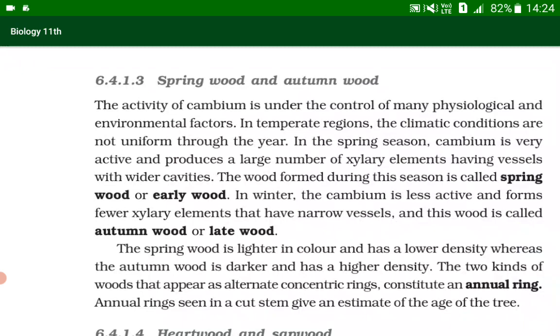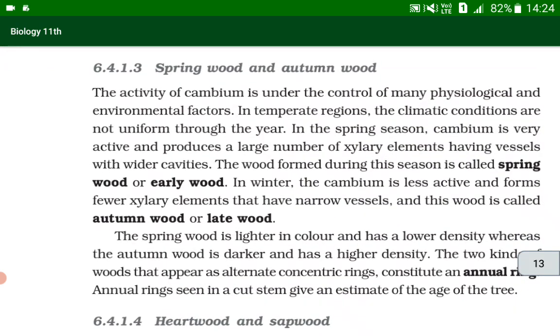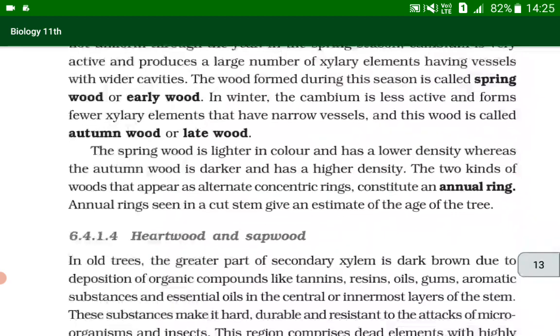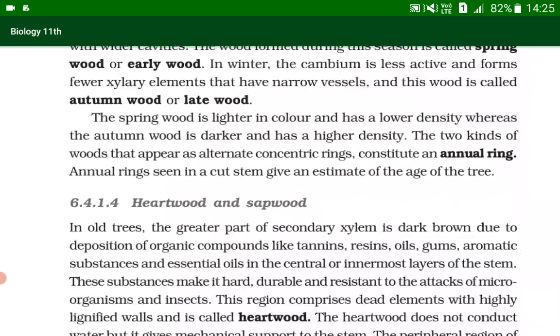In winter, the cambium is less active and forms fewer xylem elements that have narrow vessels, and this wood is called autumn wood or late wood. The spring wood is lighter in color and has a lower density, whereas the autumn wood is darker and has a higher density. The two kinds of wood that appear as alternate concentric rings constitute an annual ring. Annual rings seen in a cut stem give an estimate of the age of the tree.